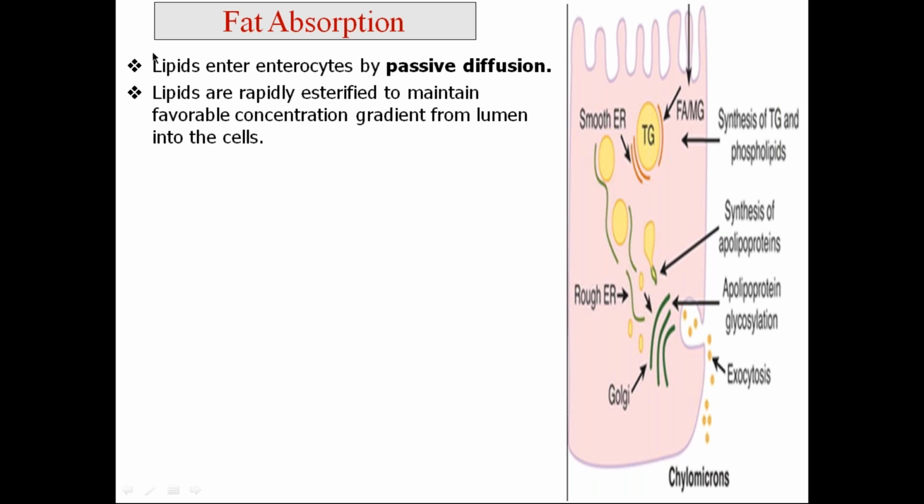Okay, now that this is done, how will it be absorbed? Digestion is done, free fatty acids and monoglycerides are formed, so how will they enter the enterocyte? They enter by passive diffusion, right? Lipids enter the enterocytes by passive diffusion. Once they enter, they are rapidly esterified to maintain a favorable concentration gradient from the lumen into the cells.